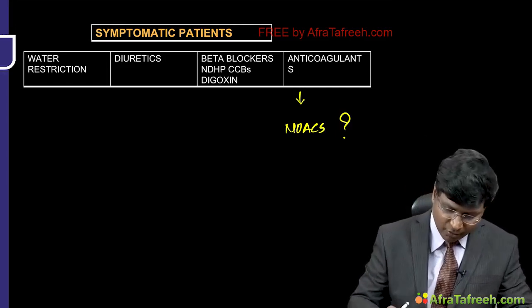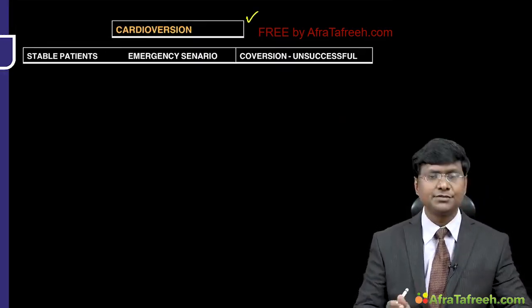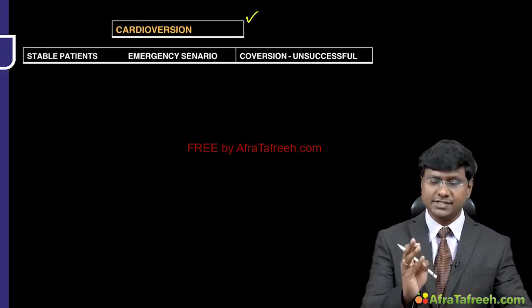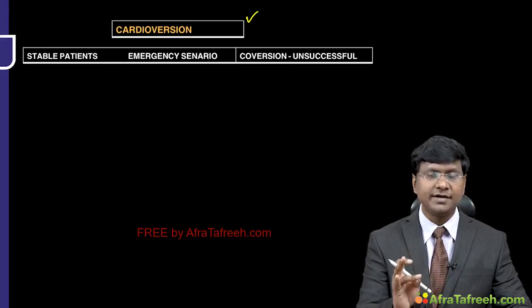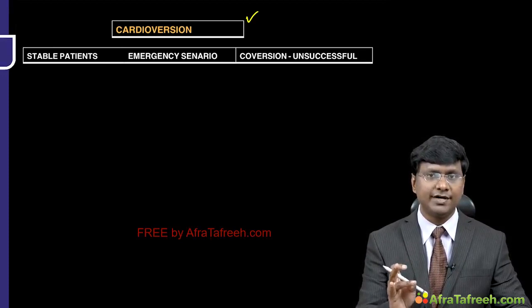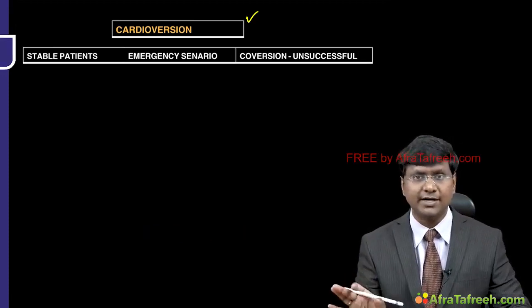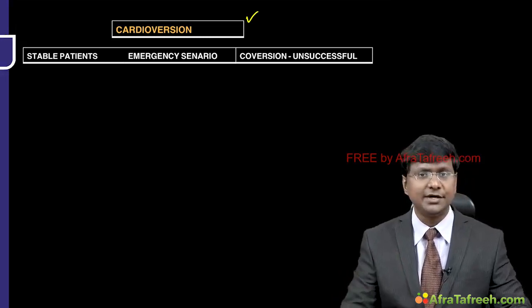Next is about the cardioversion, right? Until now, what we have discussed is the symptomatic treatment for dyspnea, that is water restriction, salt restriction and then diuretics. And then for palpitation secondary to atrial fibrillation, either beta blockers, non-dihydropyridine calcium channel blockers or digoxin. And to prevent thromboembolism, we need to give the anticoagulants. Then next is the cardioversion.